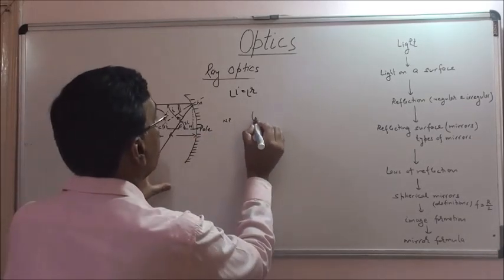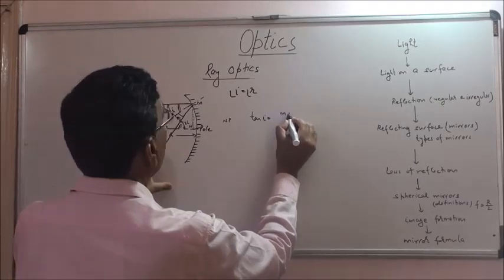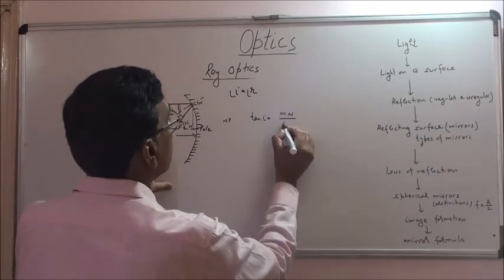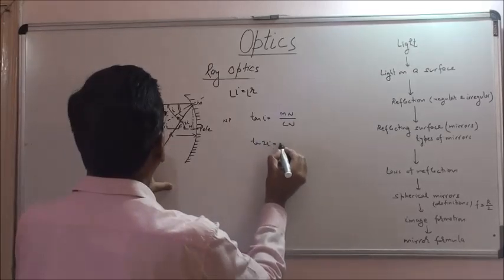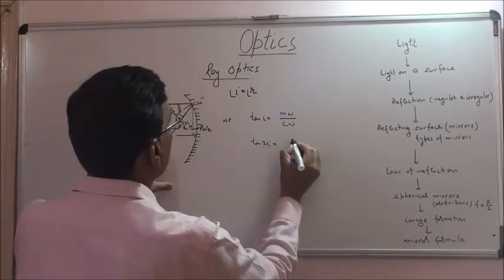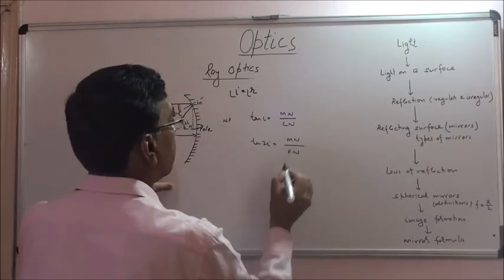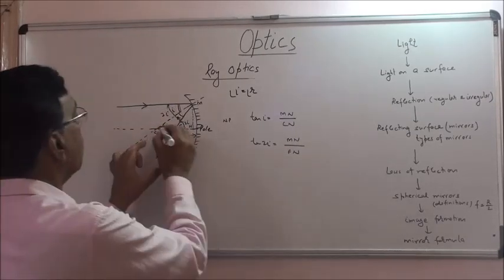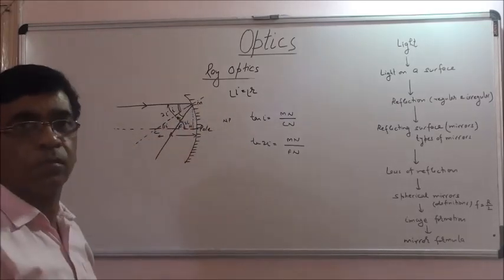So how can I write tan I? tan I is MN upon CN, and tan 2I will be MN upon FN. One is this triangle and the other is this triangle.